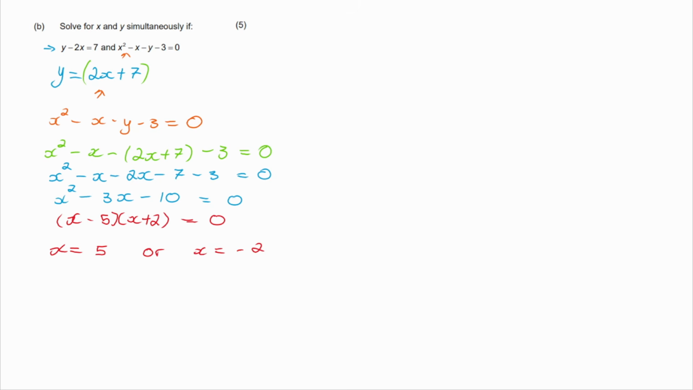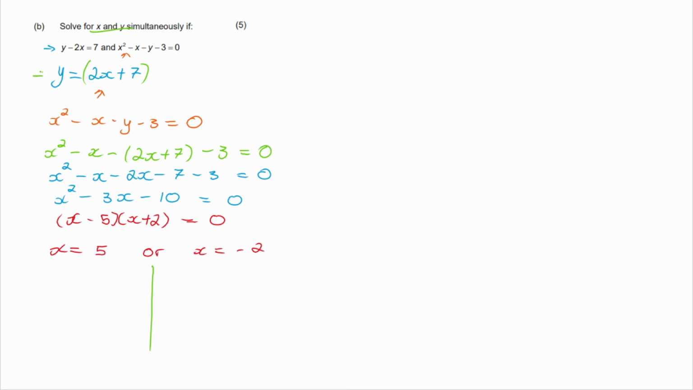What I like to do is draw a line here in the middle. We need to solve for x and y simultaneously. So this x is going to be related to one y solution, and this x is going to be related to another. So let's not confuse them. And at the end, let's write them in coordinate form. So how can we get y from this x?